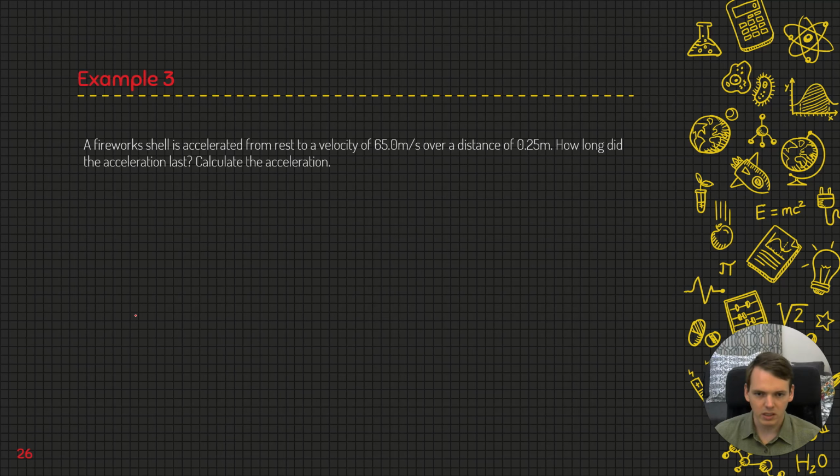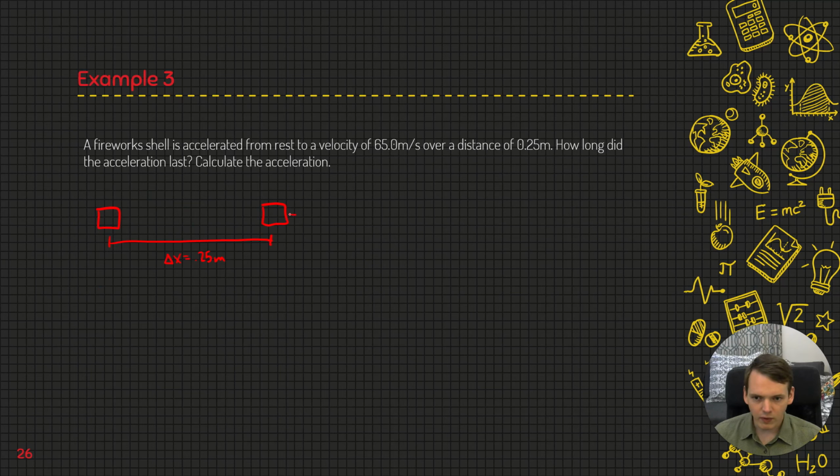So we've got a fireworks shell being launched. That's our situation. Let's sketch that here. So we have our firework. We have it being launched, so going to some position later. Yes, a firework can normally be launched up, but it's totally fine to do it sideways because we just care about the one directional motion at the time. So delta x equals 0.25 meters.